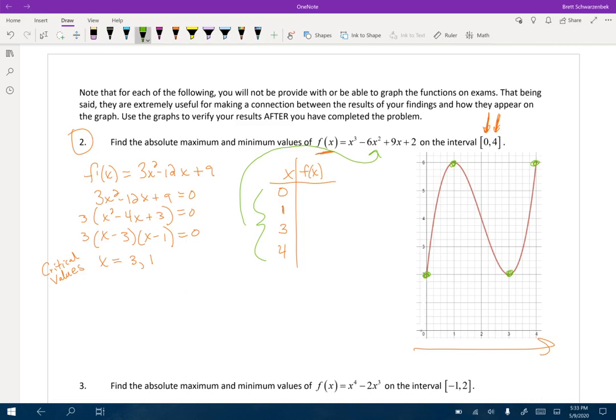Remember, we're trying to find where the original function's highest values are, which means we need to plug these into there. So basically, what are we doing? For the first one, we're doing f of 0. So if we plug 0 into this, we get 0 minus 0 plus 0 plus 2, which is simply 2. If we do the same thing for 1, 3, and 4, we're going to get 6, 2, and 6. So basically, what do we have right now? We have the coordinate (0, 2). We have the coordinate (1, 6). We have the coordinate (3, 2). And we have the coordinate (4, 6).